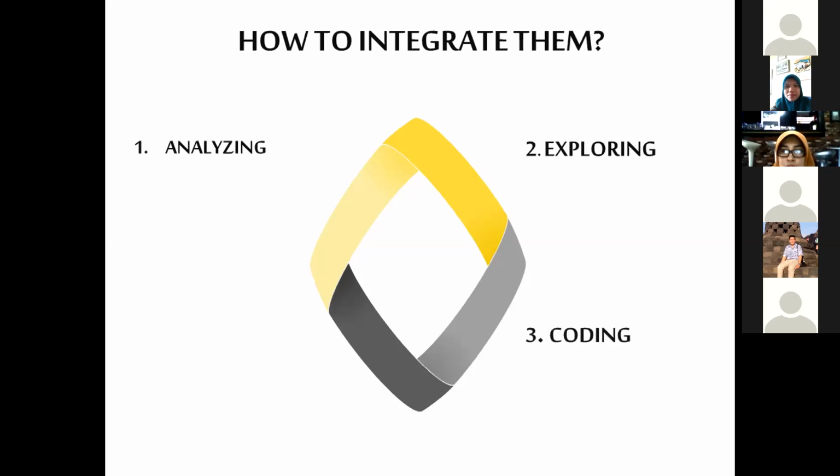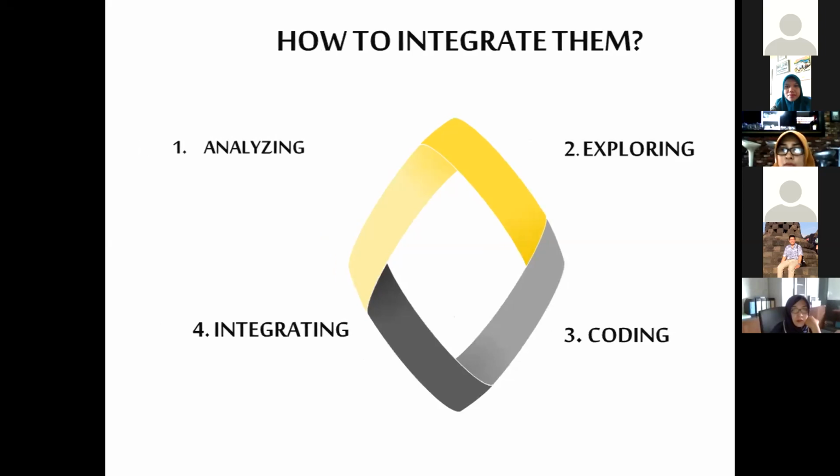Next, coding. What I mean with coding? We code the learning materials that have the potency of moral values. And the last is integrating. We integrate the learning materials with the moral values.